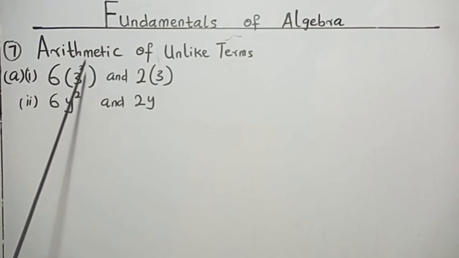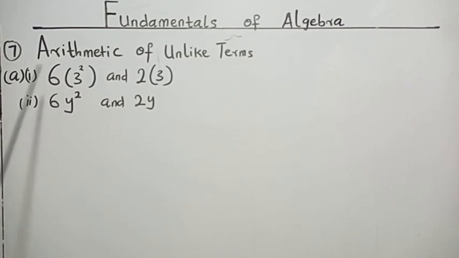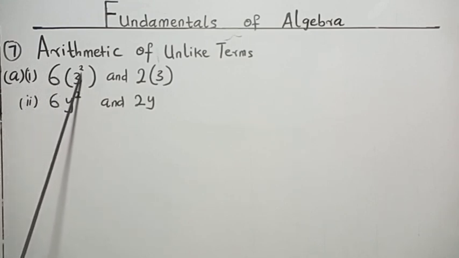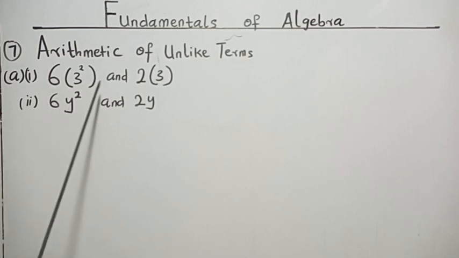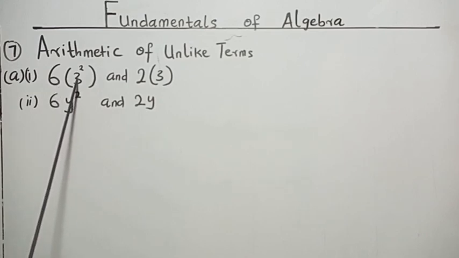6(3²) and 2(3) are unlike terms, and correspondingly 6y² and 2y are unlike terms. Why? Look at this and compare it with this. 6 is quantifying how many 3's. In fact, if you should resolve this bracket, you will know that what is inside here is 9. I hope you know why. 3 to the power 2 is 9. So 6(3²) is the same thing as saying 6 9's.